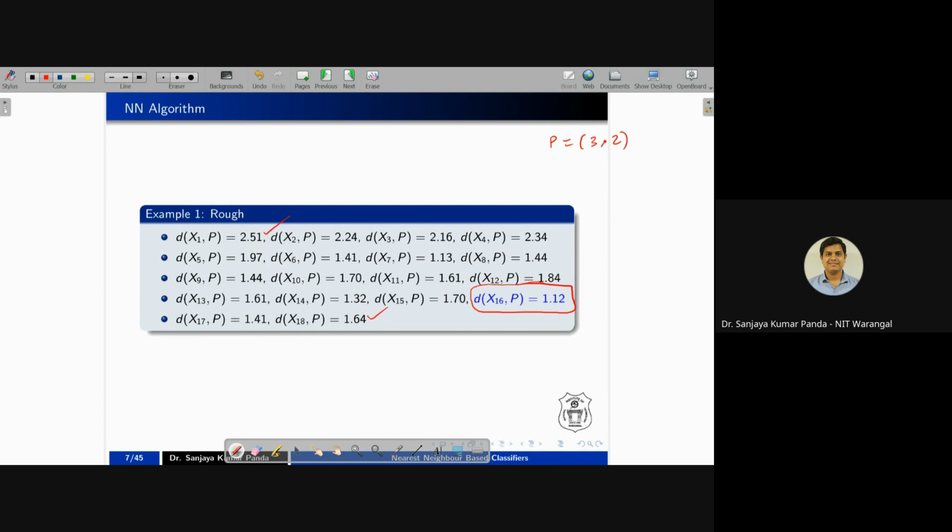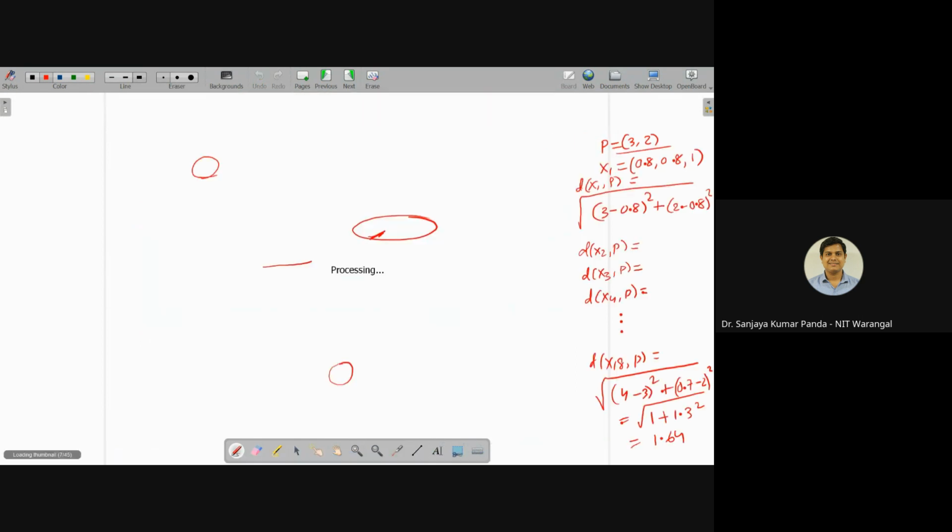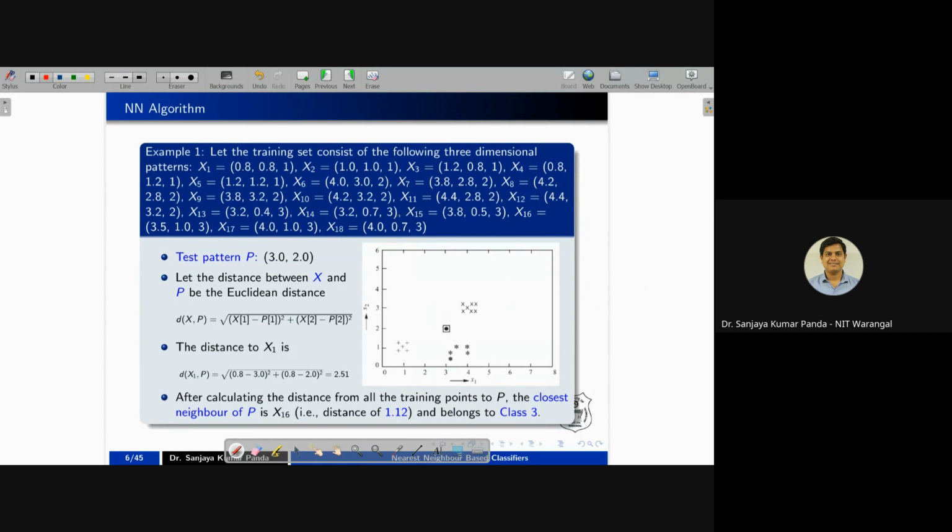What it indicates is that the pattern P is close to x16. So let us see in the graph which one is x16. You know x16 is this one, right? X16 is 3.5 and 1, comma, its class level is 3. Class level 3 means it is represented in the form of a star. So this pattern, the distance from our test pattern P to this x16 is minimum. How much did we get? 1.12, right? 1.12.